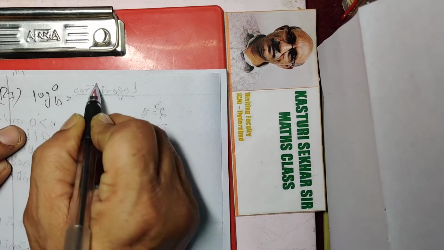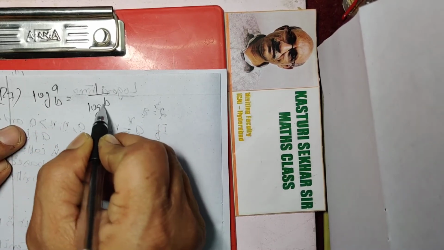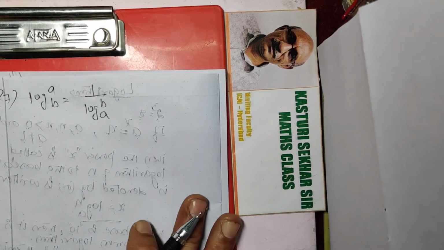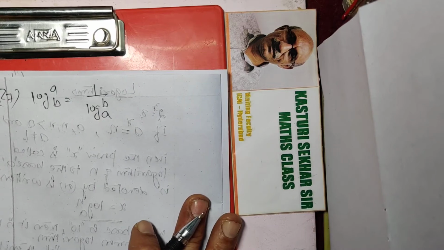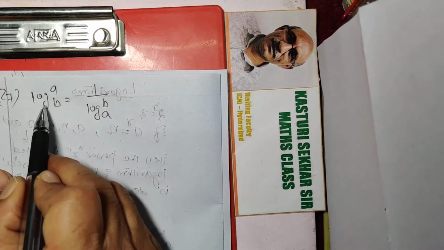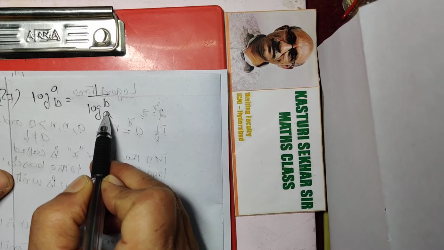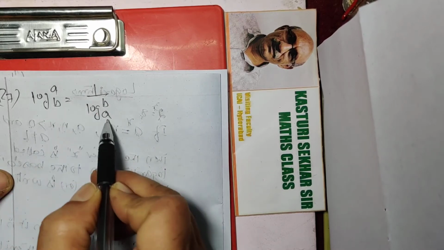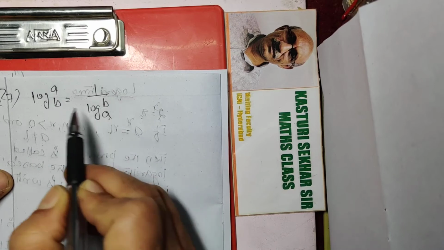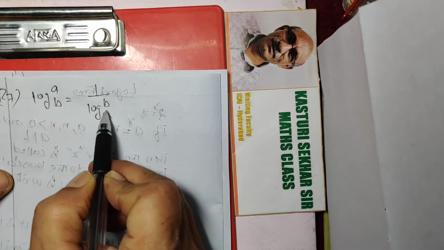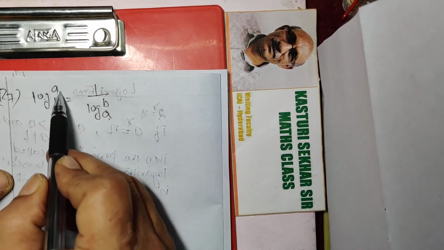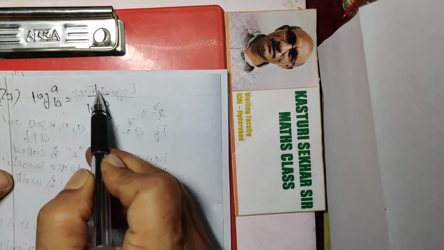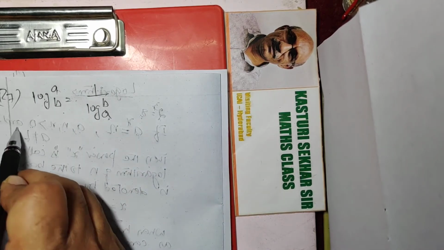Log A to the base B can be written as 1 by log B to the base A. If I bring log to the denominator, a small change you have to notice. This number will become the base in the denominator and this base will become the number here. So log A to the base B is equal to 1 by log B to the base A.